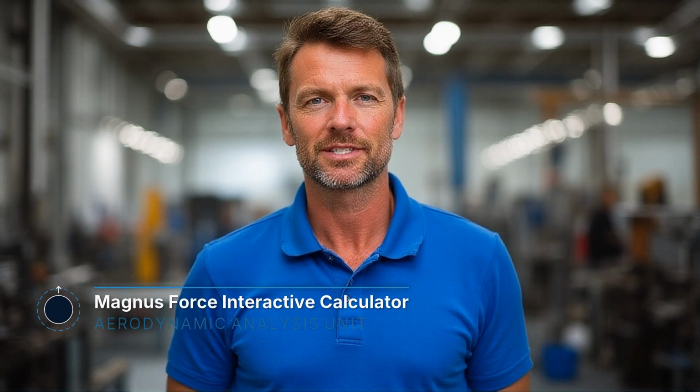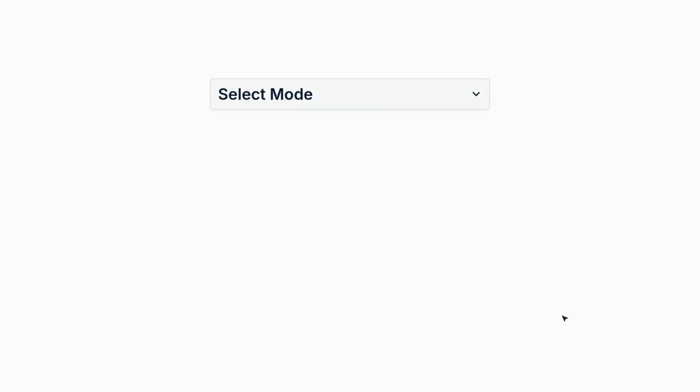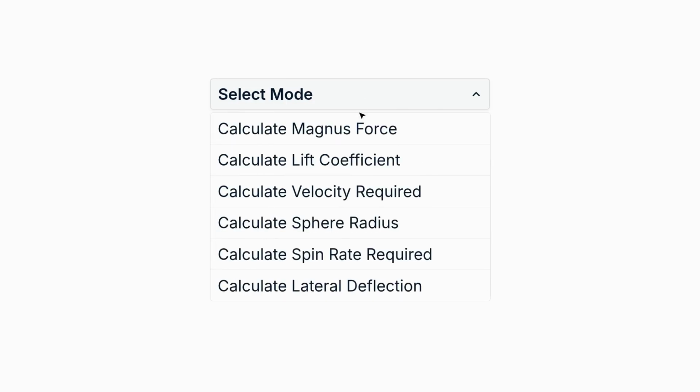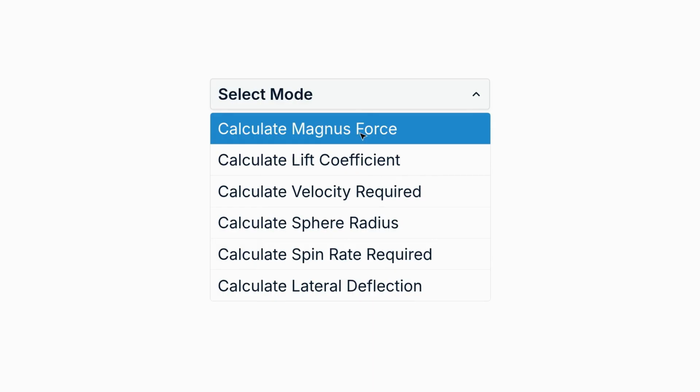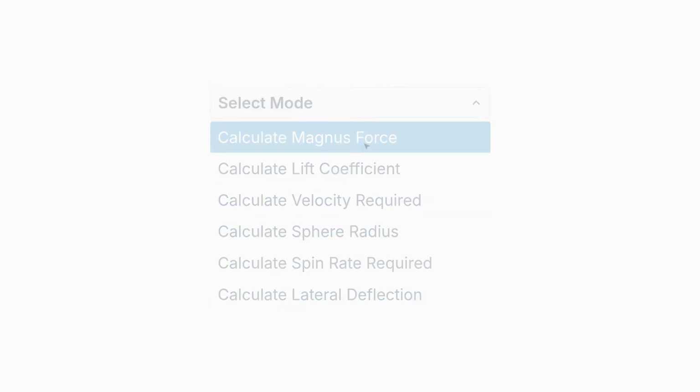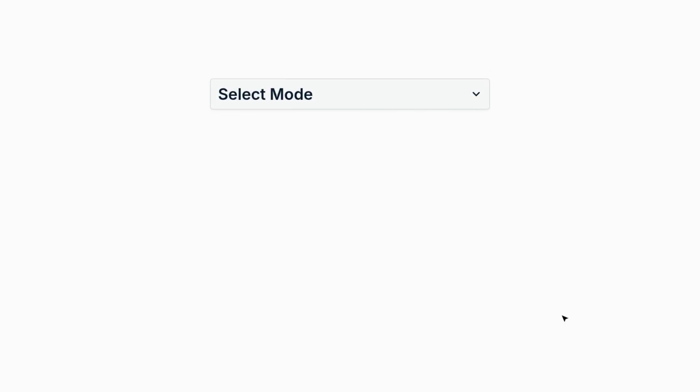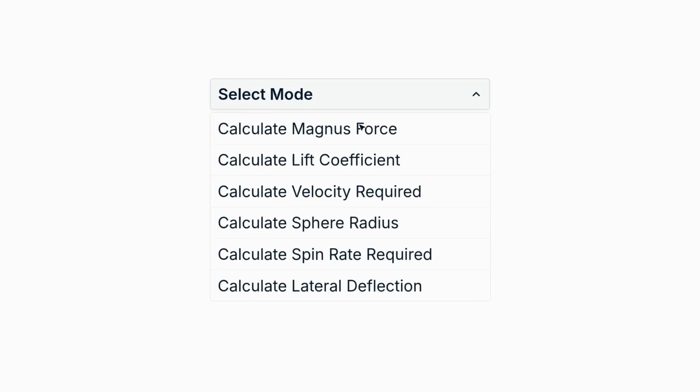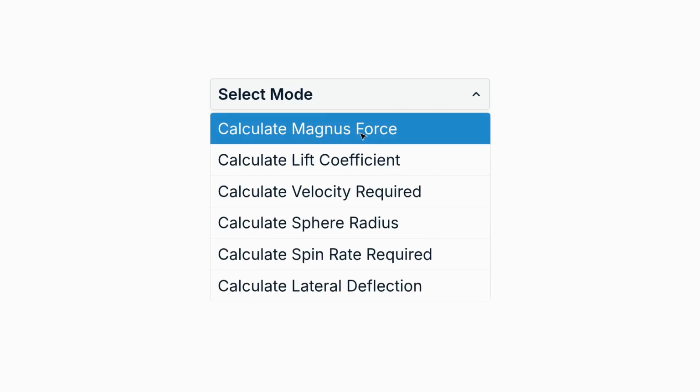The Magnus Force Interactive Calculator helps engineers analyze the aerodynamic forces on spinning spheres in fluid flow. This calculator offers 6 calculation modes through a drop-down menu: Calculate Magnus Force, calculate lift coefficient, calculate velocity required, calculate sphere radius, calculate spin rate required, and calculate lateral deflection. For this demonstration, I've selected Calculate Magnus Force.